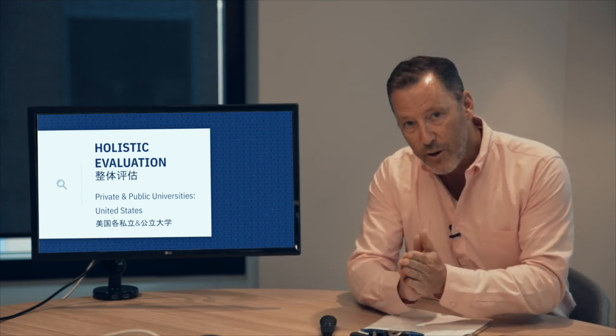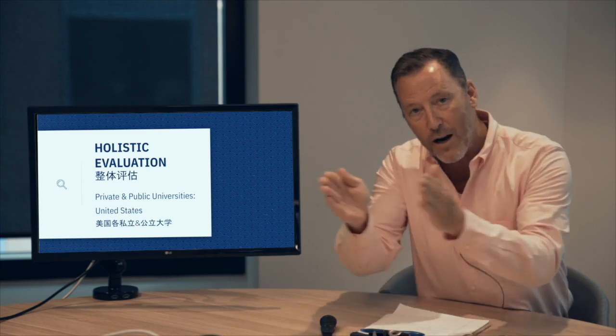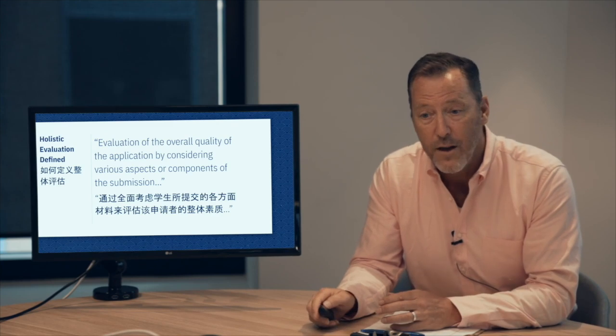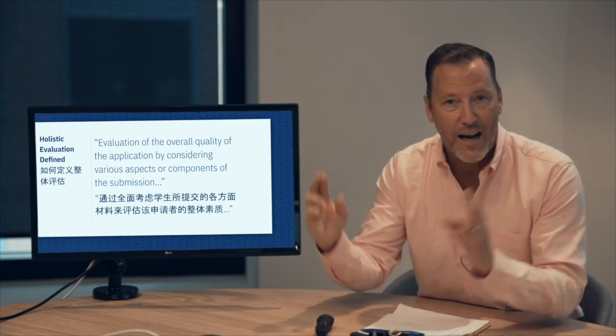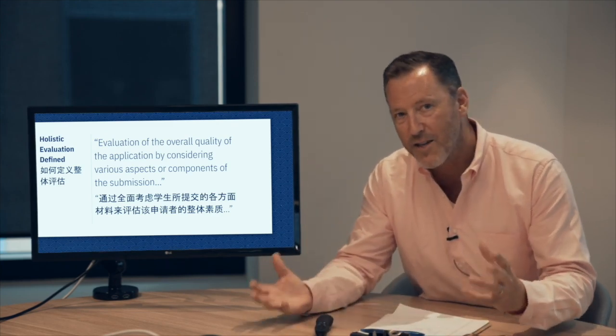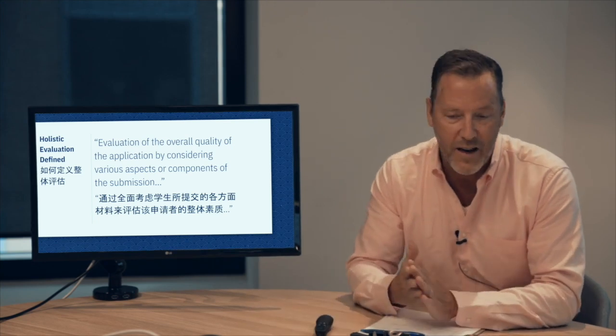The biggest clue as an applicant that you're being evaluated holistically is, quite frankly, the university is going to ask for letters of recommendation. They're going to ask for essays, writing samples. They're trying to get to know you beyond the confine of your transcript. They're trying to get to know you as a person. So holistic evaluation is the kind of complicated and unique system that you're going to find in the United States.